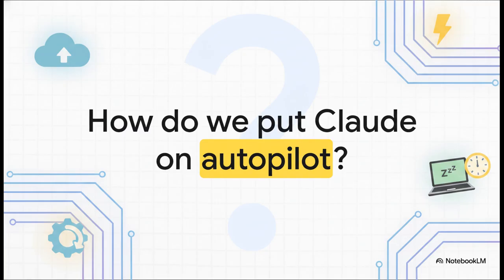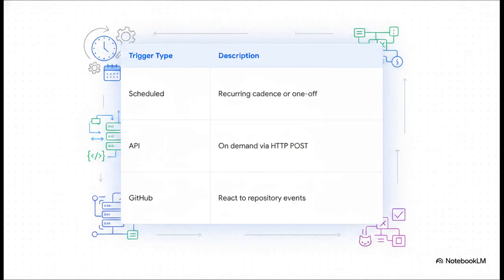So how exactly do we trigger them? Well, there are basically 3 ways to trigger a Claude Code routine autonomously. First up, scheduled triggers. These run on a recurring cadence, like every night at midnight, or a one-off future timestamp. Second, API triggers, which run on demand via an HTTP POST request right from your internal tools. And third, GitHub triggers that automatically react to events like a new pull request. Keep in mind, these run entirely autonomously. There's no permission mode picker waiting around for your approval.